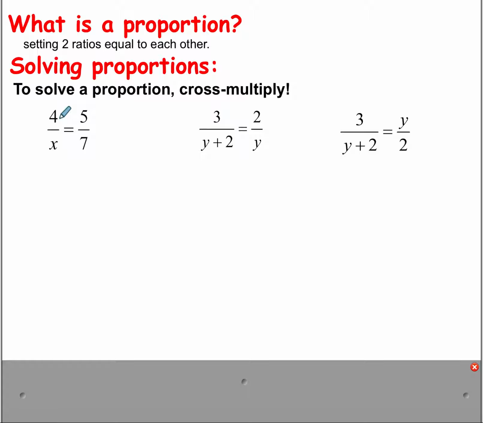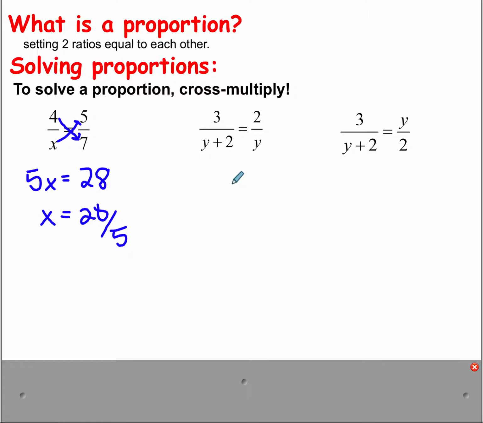So I'm going to take these values, I'm actually going to cross multiply them. I'm going to draw these little arrows here to help remind me that I'm going to multiply x times 5, which would be 5x, and 4 times 7. 4 times 7 is 28. So this equal sign stays here and I just cross multiply. So when I solve, I need to divide both sides by 5, and 28 divided by 5 is just 28/5.